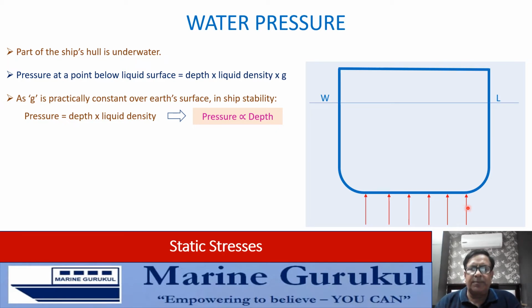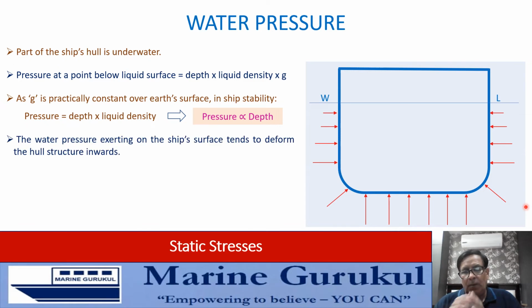Now, as the depth of the points decreases as we come towards the surface, the pressure will keep reducing, and you can see the decreasing length of these arrows coming upwards. Now this pressure, which is acting inwards on the ship's hull, will tend to deform the ship's hull inwards, and you can see it will tend to deform the keel like this, deform the sides like this, more towards the lower part, lesser towards the upper part as the pressure is more as we go downwards.